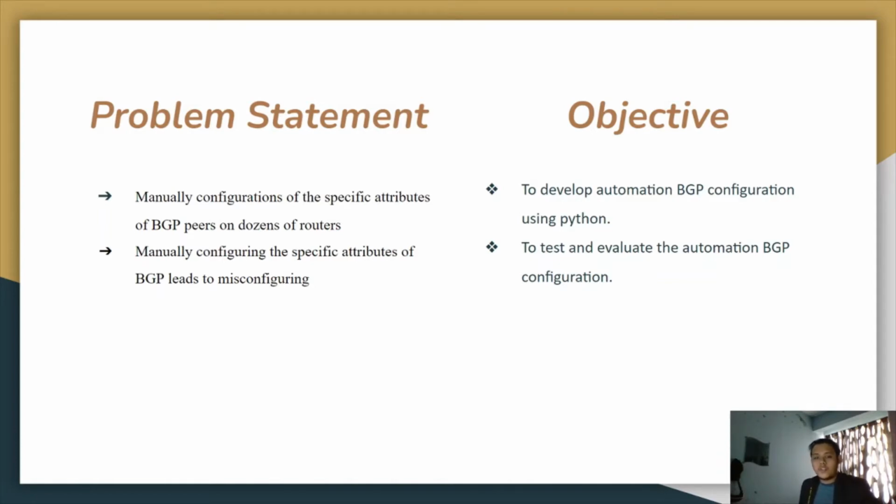Therefore, to resolve it, we came up with these objectives. The first objective is to develop an automation BGP configuration using Python, and the second is to test and evaluate the automation BGP configuration.